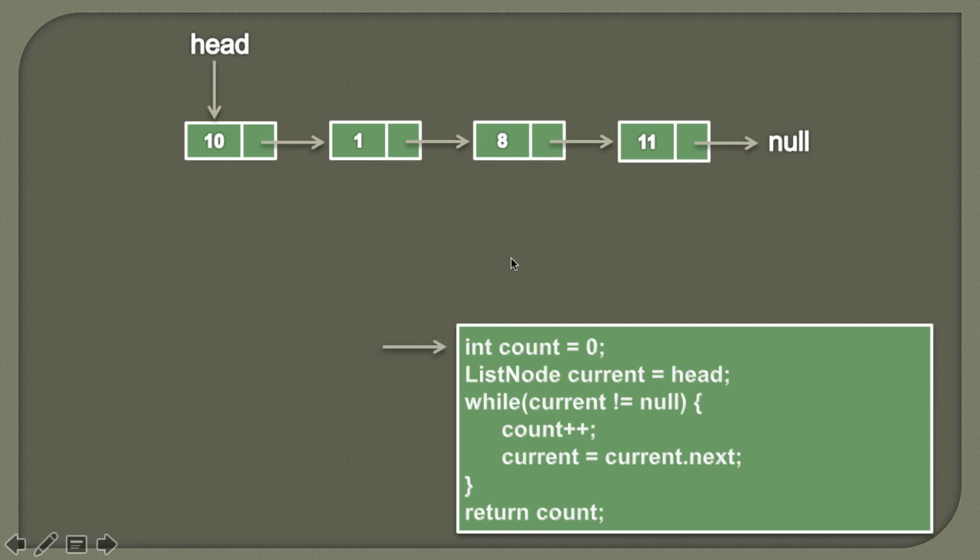So in the first step, we'll create an integer variable count which will hold the actual count of the number of nodes in the singly linked list. So friends, initially the value of count will be 0. So it would look something like this. Moving ahead.